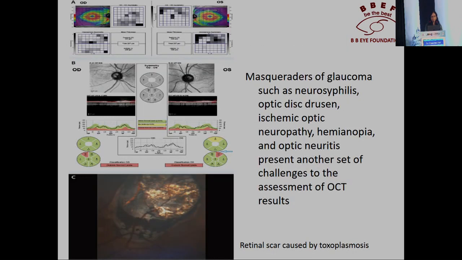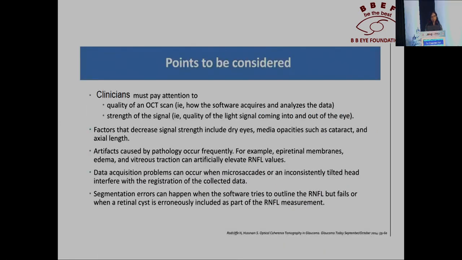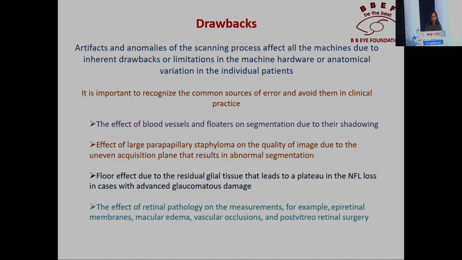Then we move on to the masqueraders of glaucoma such as neurosyphilis, optic disc drusen, and optic neuropathy, which will be dealt with by my subsequent speakers, so I won't go into those details. Points to be considered: clinicians must pay attention to the quality and the signal strength. Factors that decrease signal strength I've spoken to you already about: artifacts in data acquisition and segmentation errors. The drawbacks, artifacts and anomalies of the scanning process affect all the machines due to inherent limitations in the machine hardware or anatomical variations in individual patients. So it's important to recognize the common sources of error and avoid them in clinical practice. These I've already spoken to you about.